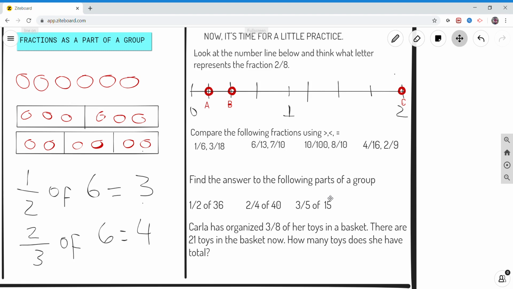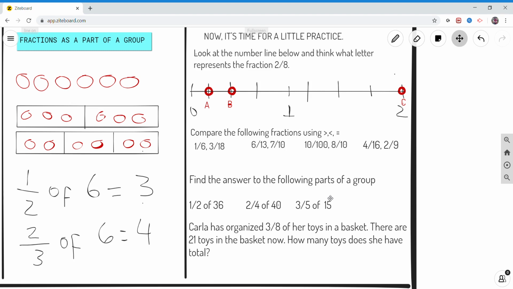All right. I am back. I trust that you worked on this individually, testing your knowledge on fractions. Let's go ahead and discuss the correct answers.